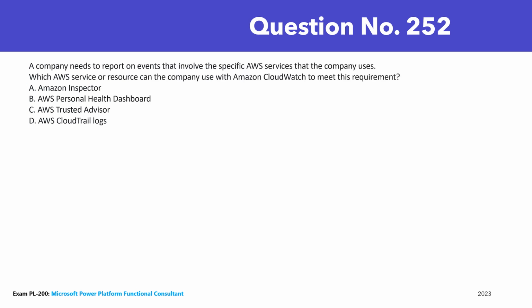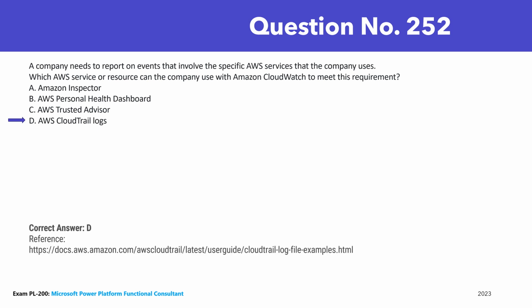A company needs to report on events that involve the specific AWS services that the company uses. Which AWS service or resource can the company use with Amazon CloudWatch to meet this requirement? A. Amazon Inspector. B. AWS Personal Health Dashboard. C. AWS Trusted Advisor. D. AWS CloudTrail Logs. Correct answer, D.